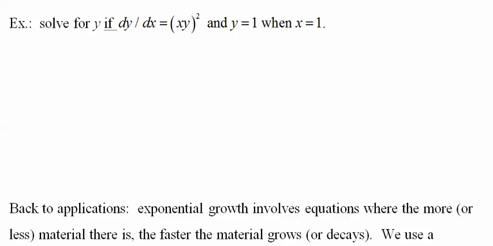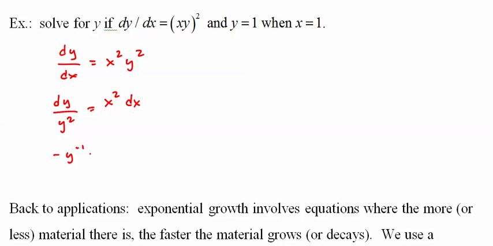So we look at this equation as dy dx equals x squared y squared, and we separate the variables, so we get dy over y squared equals x squared dx. Then we integrate, that's y to the negative 2, add 1, and divide by that, we get negative y to the negative 1 equals x to the third over 3 plus c.